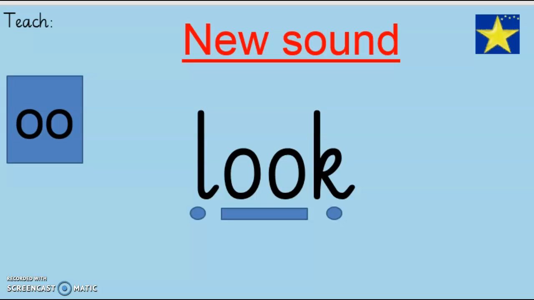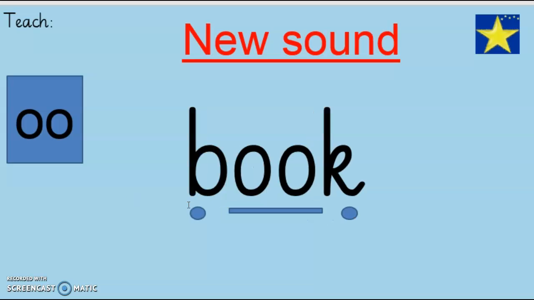Have a go at reading it by yourself. Use the sound buttons to help you. Next one. B, oo, k. Book. Can you spot the sound in the middle?